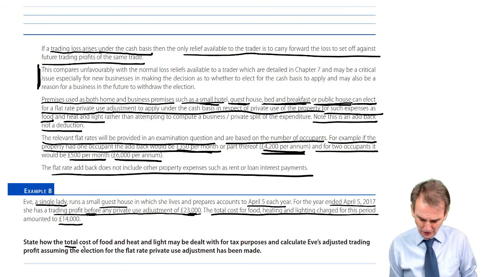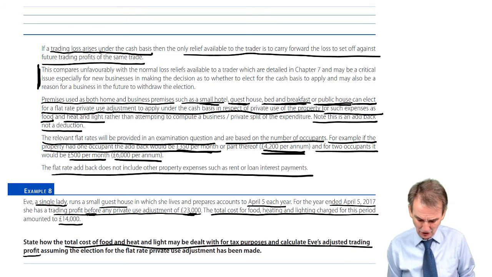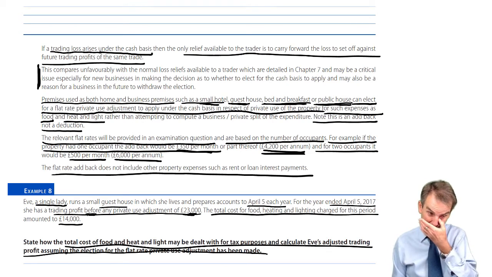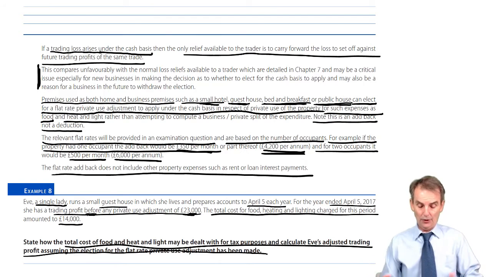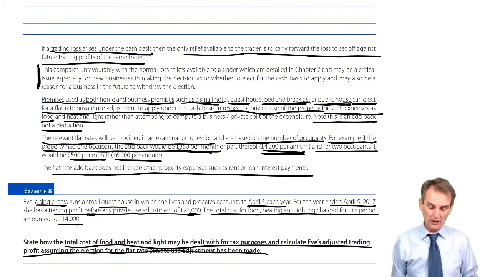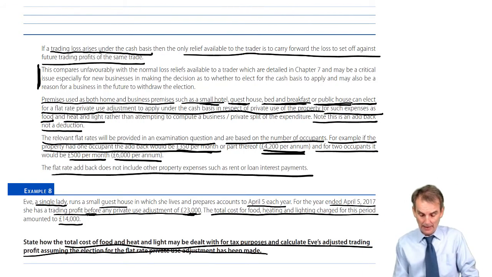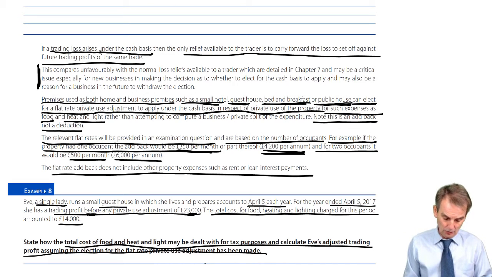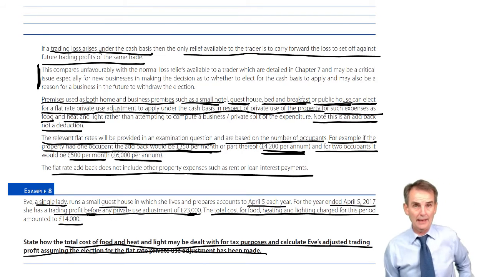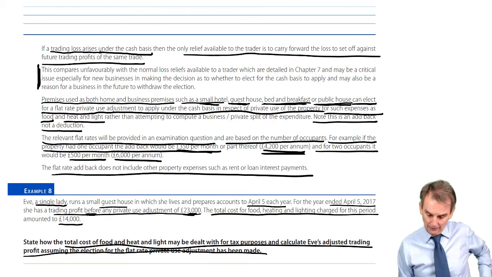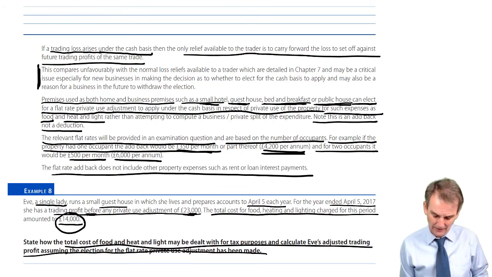Show how the total cost of food and heat and light may be dealt with for tax purposes, and calculate Eve's adjusted trading profit, assuming the election for the private use adjustment there has been made. Again, if it's cash basis that you're being used, you'll also be told that you use these flat rate allowances. Now here there are basically two choices that will apply. If we ignore the new rules, the election that is available, what would have to happen is an analysis of that £14,000 would need to be done.